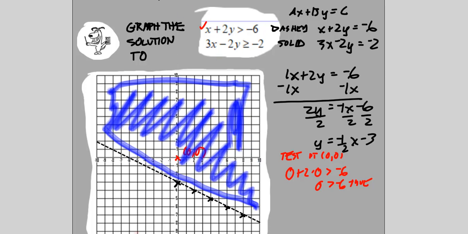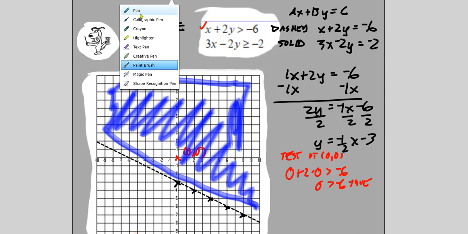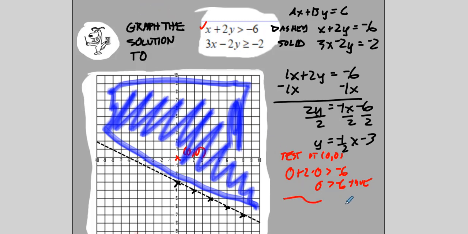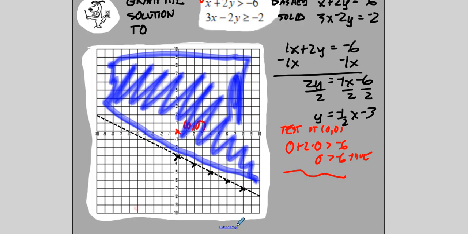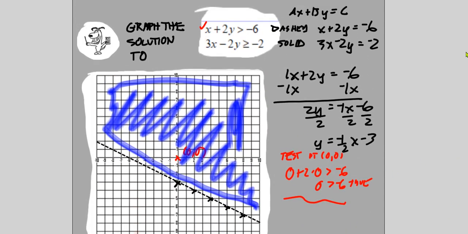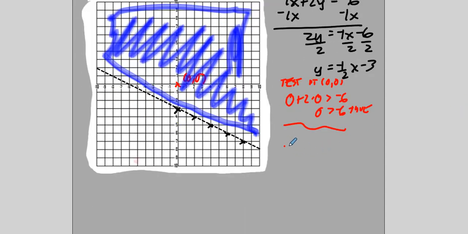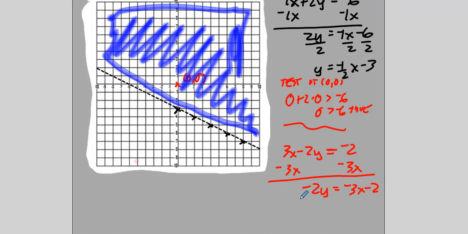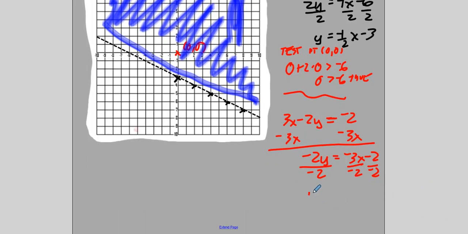Okay, then the other boundary equation is 3x minus 2y equals -2. Solving for y, I first subtract 3x from both sides. So I get -2y is -3x minus 2. Solving for y, undo multiplication by -2 by dividing by -2. So y equals 3/2 x plus 1.